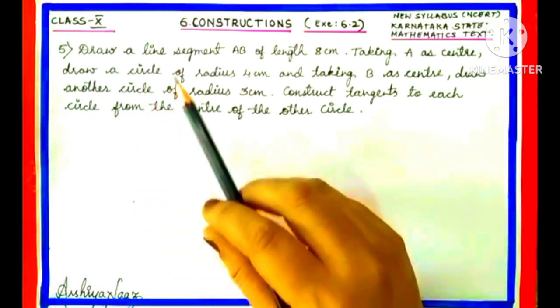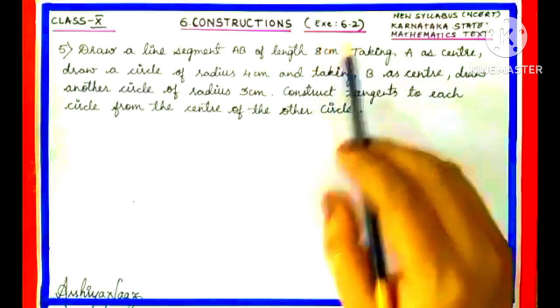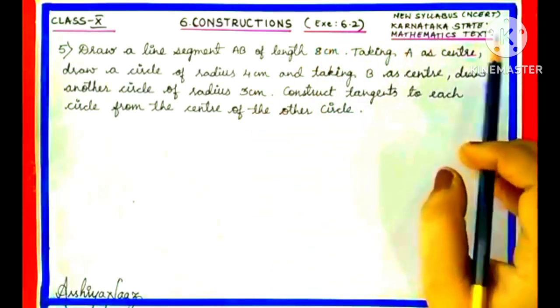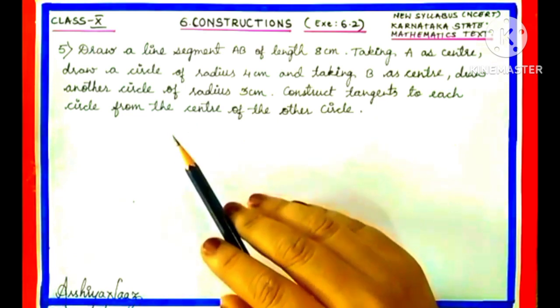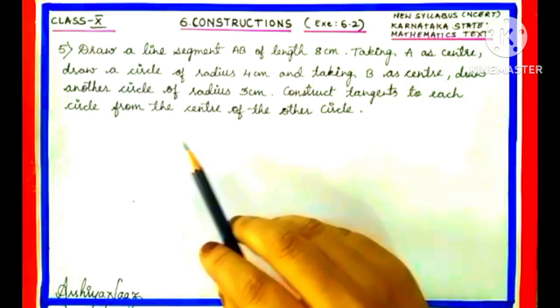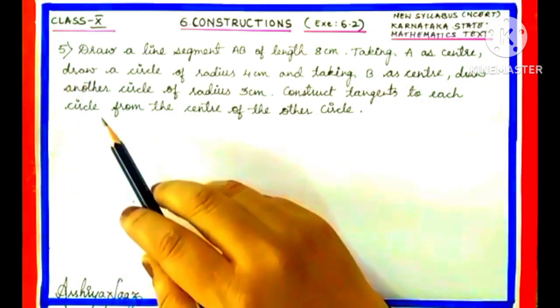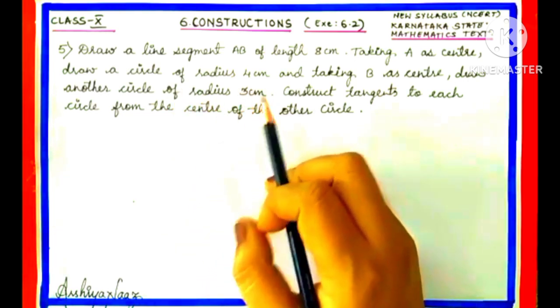In today's video, let us continue 6th chapter Constructions exercise 6.2 from Karnataka State Mathematics text. In our previous videos, we have solved 4 problems from this exercise. Now let us move on to 5th problem. Let us read the question and understand each and every point in this.